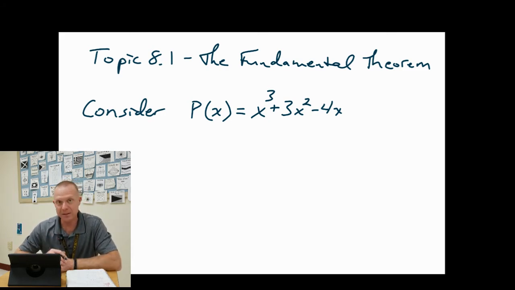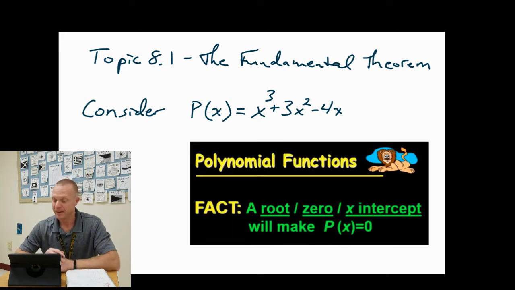Now, here's p of x, x to the third, plus 3x squared minus 4x. And what we want to do, which is the most common thing to do, is consider the root, the 0, or the x-intercept of p of x. And we note that they will all make p of x equal 0. So we have this idea that a root, a 0, or an x-intercept, they're all interchangeable, will make the polynomial equal 0. Exactly what does that mean?